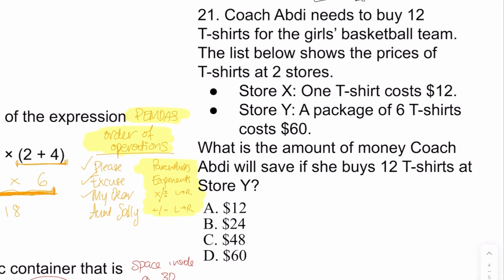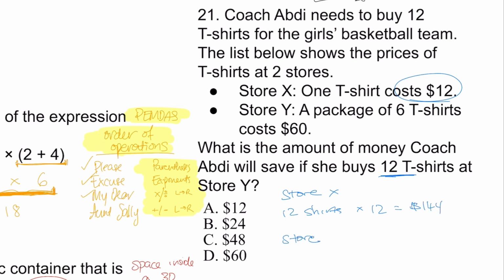Next, for number 21, Coach Abdi needs to buy 12 t-shirts for the girls' basketball team. The list below shows the prices of t-shirts at 2 stores. So store X has 1 t-shirt that costs $12, and then store Y has a package of 6 t-shirts for $60. What's the amount of money that Coach Abdi will save if she buys 12 t-shirts at store Y? If you want to buy 12 shirts at store X, it costs $12 each. You just times it by 12. That would be $144.